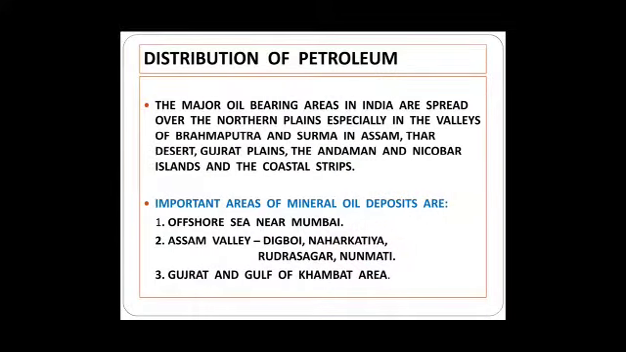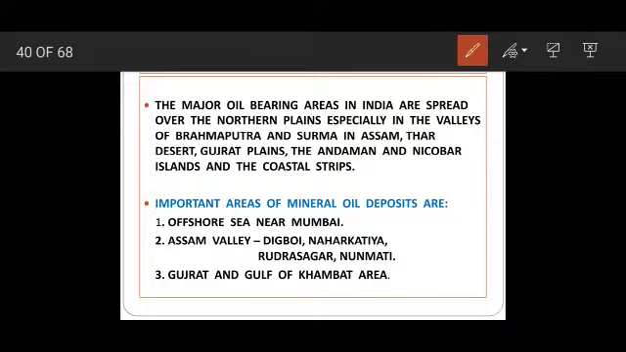Now distribution of petroleum in India. So how and where is petroleum found in India? The major oil bearing areas in India are spread over the northern plains, especially in the valleys of Brahmaputra and Surma in Assam, Thar Desert, Gujarat plains, the Andaman and Nicobar Islands, and the coastal strips. So these are the major oil bearing areas in India. Now the important areas of mineral oil deposit are offshore, sea near Mumbai, Assam Valley and Gujarat and Gulf of Khambat.